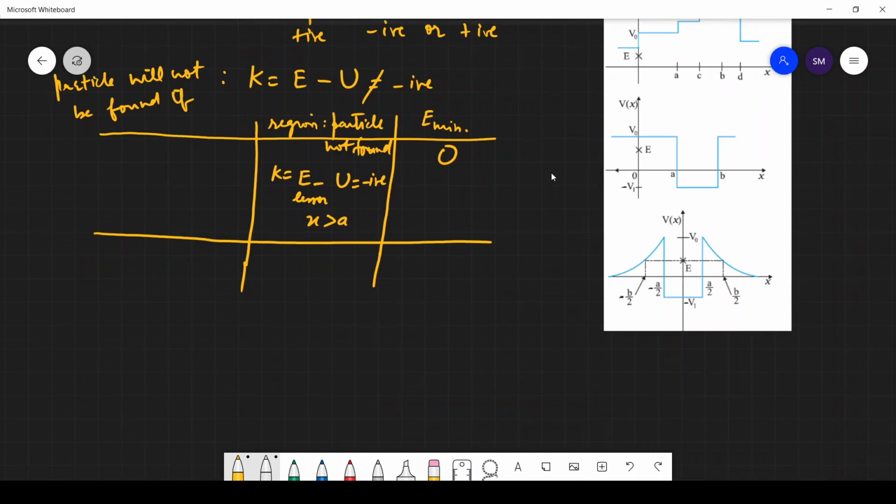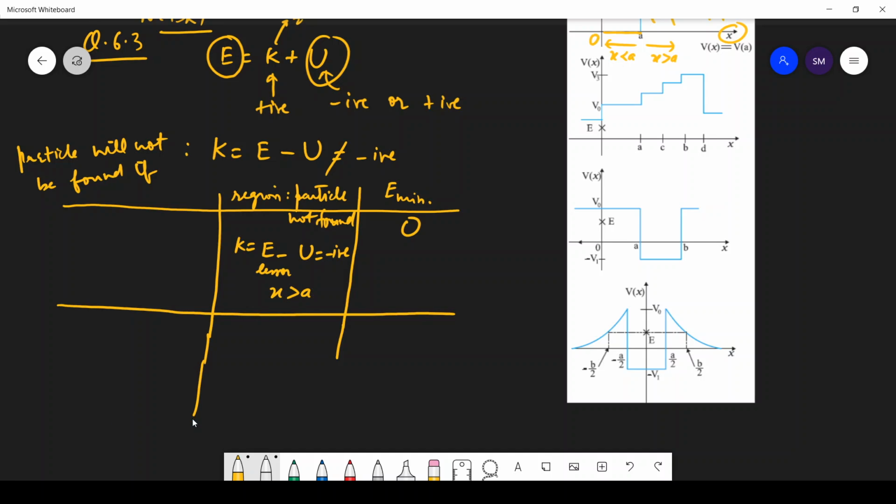Next case, this figure. So this was figure A, now figure B. In this figure, you can see that this is my mechanical energy, this is the potential energy, and the potential energy is always greater. So what does this mean?